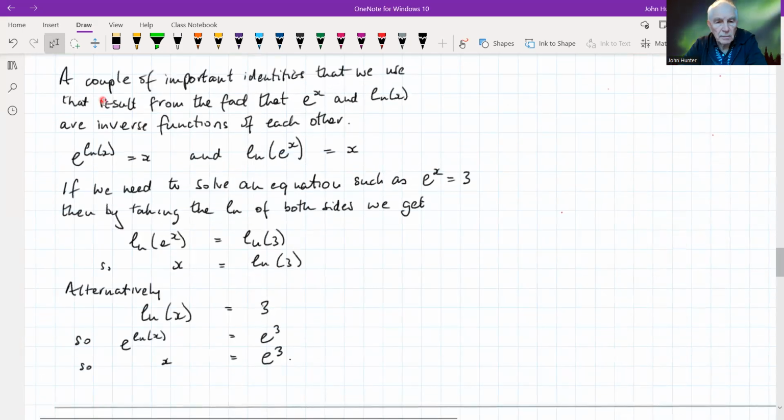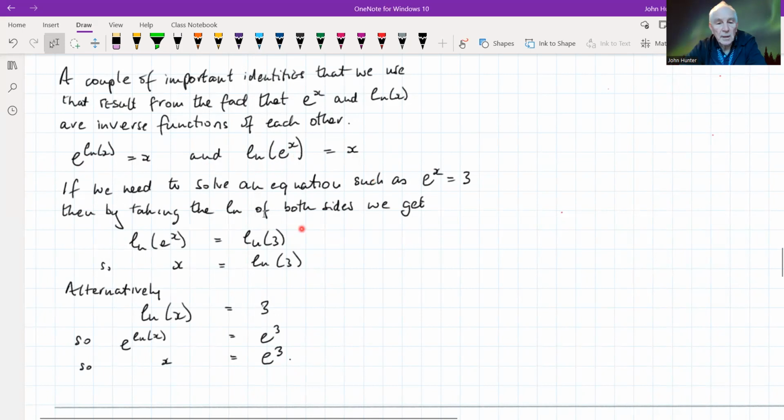I mentioned the fact that e to the power of x, exp of x, and natural log of x are inverse functions of each other, and therefore e to the power of the natural log of x equals x, and natural log of e to the power of x equals x. So we're putting x into one function, we get something out the other side, then we put it through the reverse function, we end up with what we started. So e to the power of the natural log of 3 is going to be equal to 3, and the natural log of e to the power of 5 will be 5.